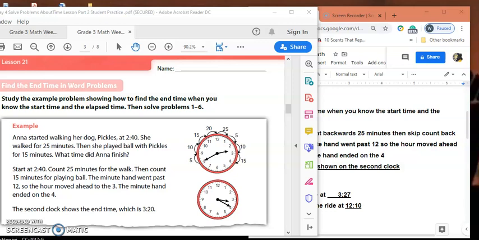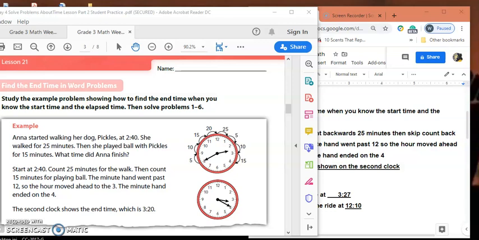Okay, scholars, so to start this lesson, we are going to find the end time when you know the start time and the elapsed time. Okay, so let's look at the example. Anna started walking her dog Pickles at 2:40. She walked for 25 minutes, and then she played ball with Pickles for 15 minutes. What time did Anna finish?